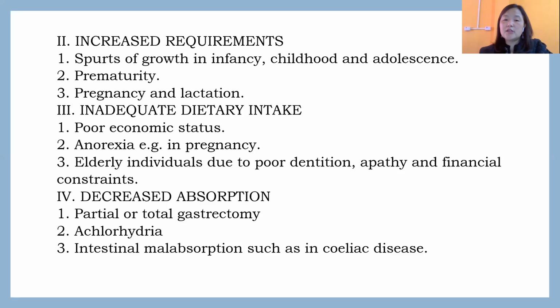Decreased absorption means that even if you are taking a sufficient amount of iron in your diet, you are not able to absorb it. That can be a very important cause of iron deficiency anemia. It can occur if somebody has gone through partial or total gastrectomy, removal of a particular area of the stomach. If there is intestinal malabsorption, such as celiac disease, that can also lead to iron deficiency anemia. So these are the important etiological factors that can lead to iron deficiency anemia.